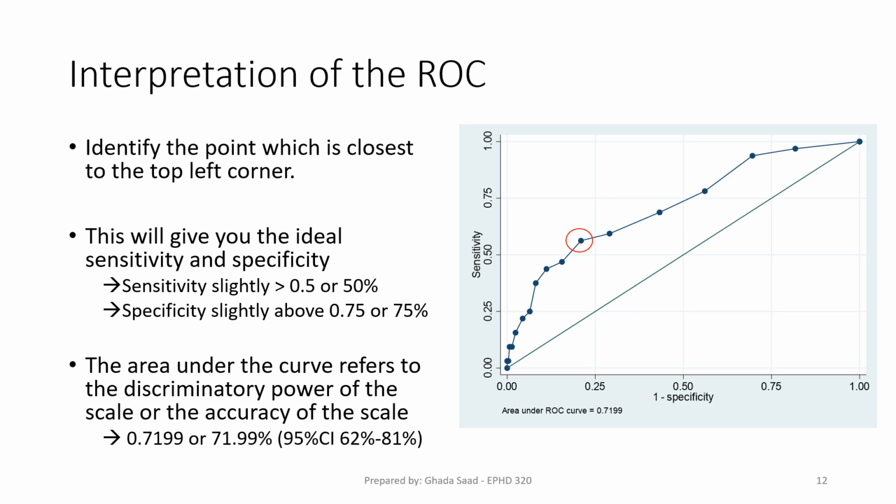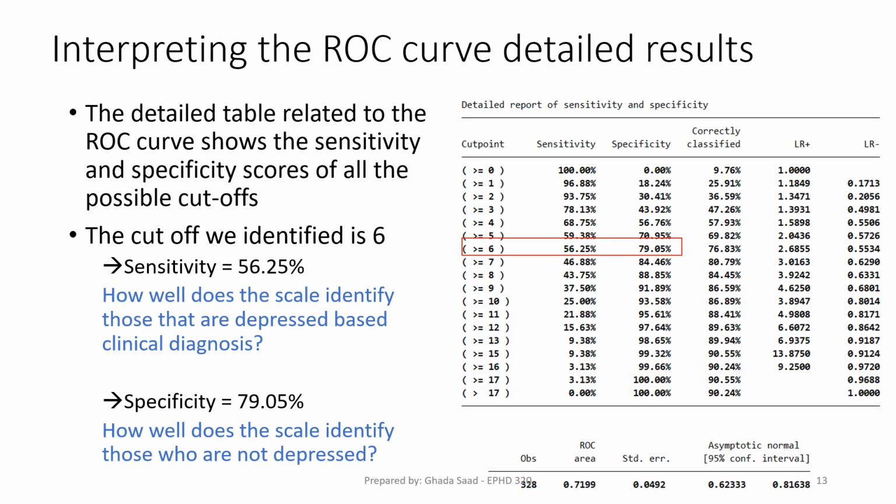And we can also read from this curve the area under the curve, or the area that is between the curve and the diagonal line. This is a measure of the scale's accuracy compared to the gold standard. In this case, it is 0.72, which is acceptable. This shows the ROC curve in the output.